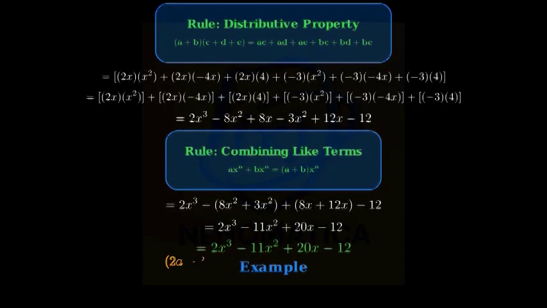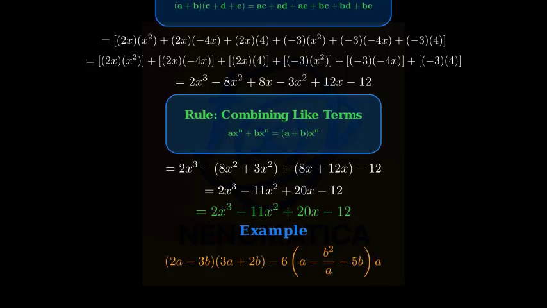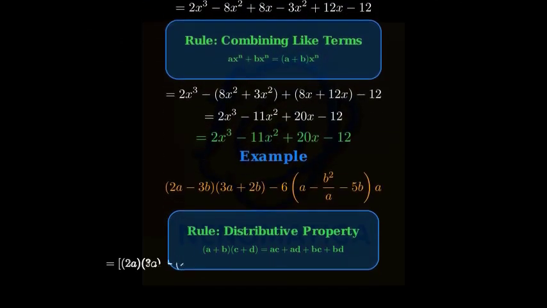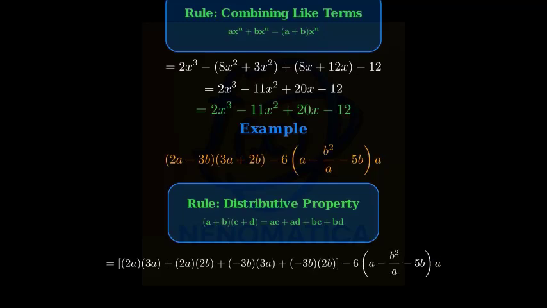This time, we'll expand the expression 2a minus 3b times 3a plus 2b minus 6 times a minus b squared over a minus 5b times a. Let's first focus on expanding the first part of our expression, 2a minus 3b times 3a plus 2b. We'll use the distributive property to multiply these binomials, multiplying each term in the first bracket with each term in the second bracket. 2a times 3a plus 2a times 2b plus negative 3b times 3a plus negative 3b times 2b.